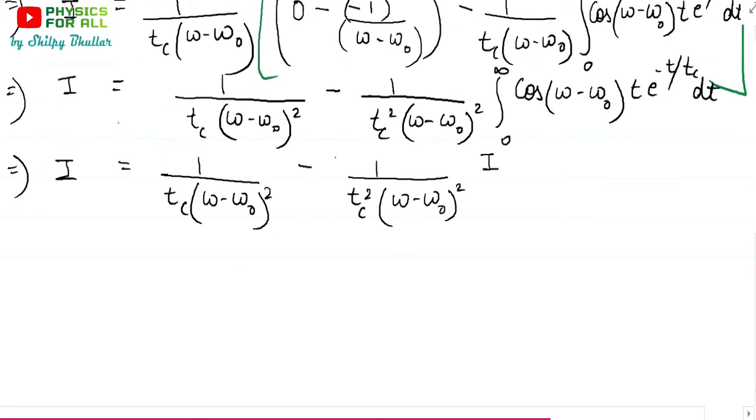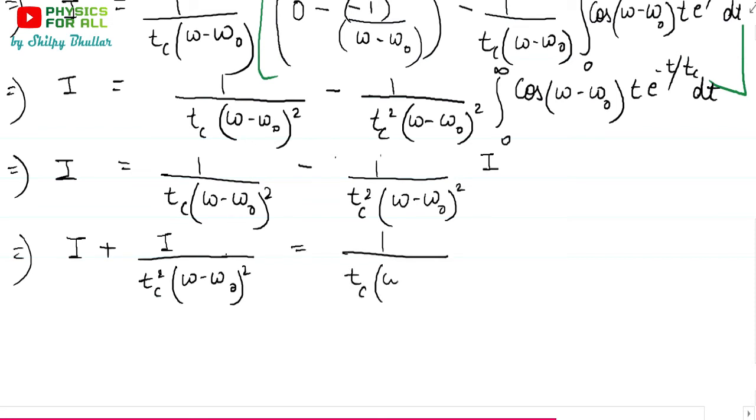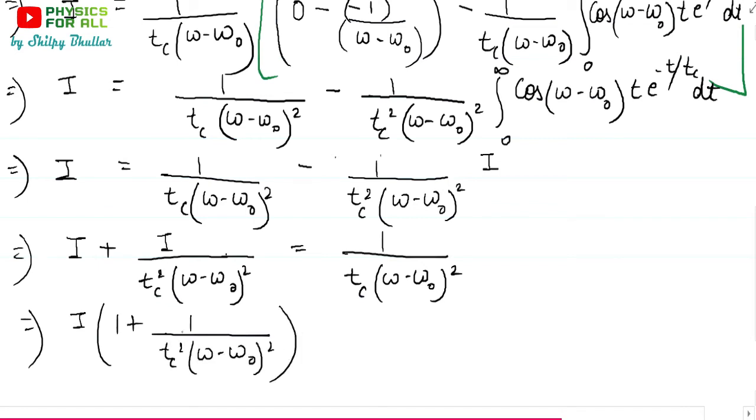Okay, now what's the step? Since both are I, we can bring this I to the left hand side, and this becomes I plus I upon Tc square omega minus omega naught whole square is equal to 1 upon Tc omega minus omega naught whole square. We can take the I common: 1 plus 1 upon Tc square omega minus omega naught whole square. I can write this Tc square as 1 upon Tc square, meaning one and the same thing. And here again we have the same expression.